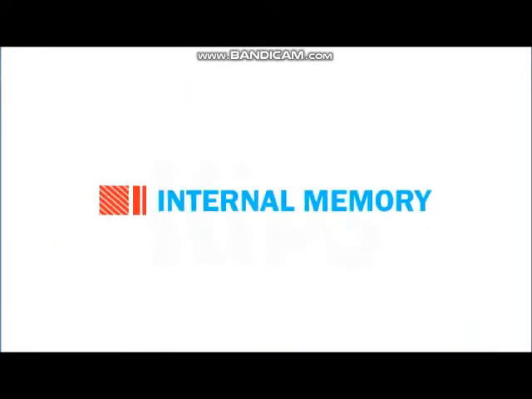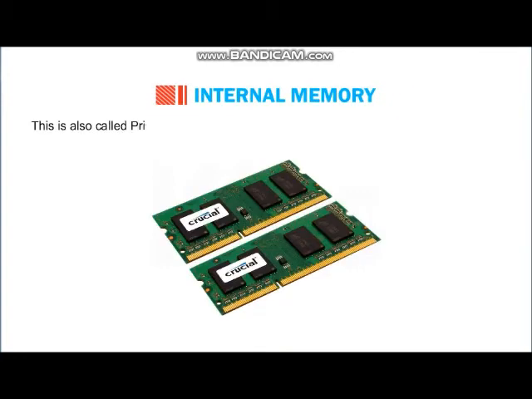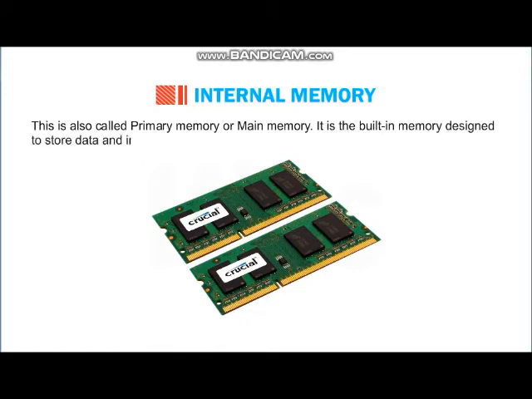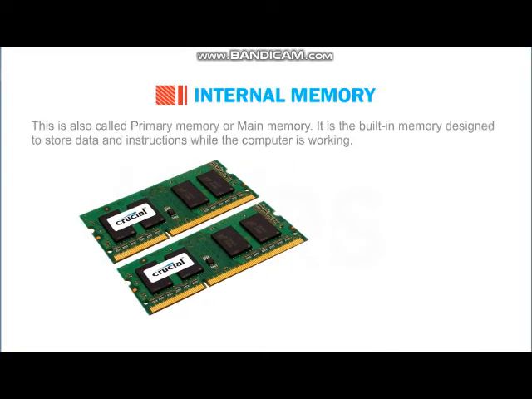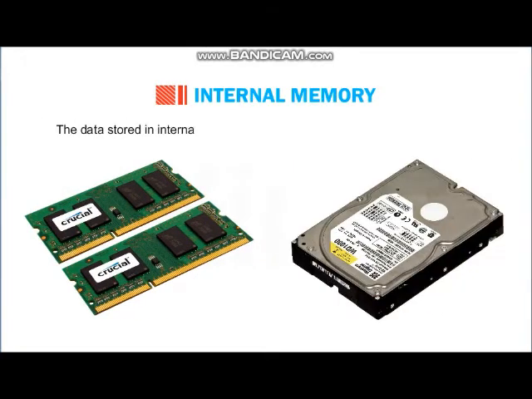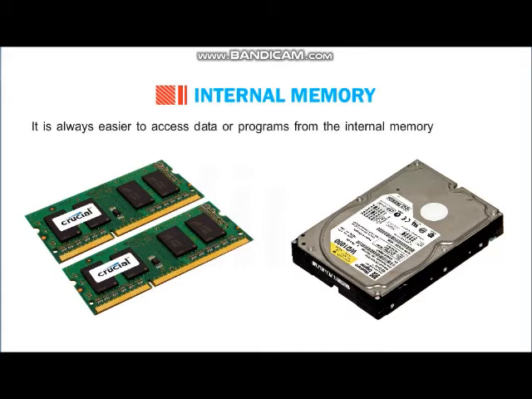The internal memory is also called primary memory or main memory. It is the built-in memory designed to store data and instructions while the computer is working. The data stored in internal memory is erased when the computer is turned off. It is always easier to access data or programs from the internal memory, as it is the fastest of all forms of computer data storage.